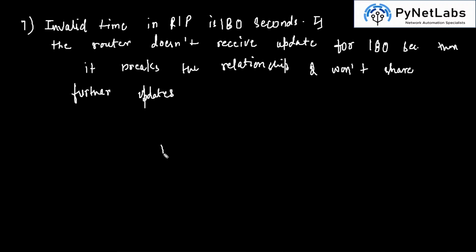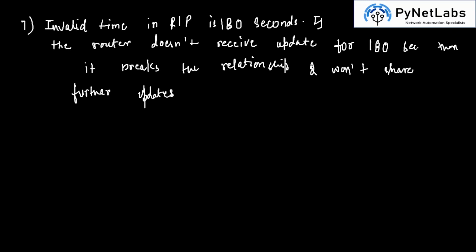So now let's understand this. Let's say these two routers are connected over RIP, and as we discussed, they share periodic updates every 30 seconds. In case one of the routers doesn't share the update for 180 seconds, which is the invalid time, then after the completion of 180 seconds, the router will break the relationship and won't share any further update with that router. Is it clear?